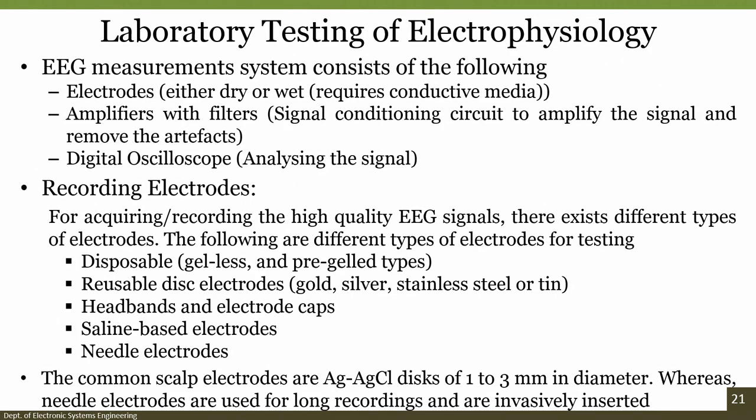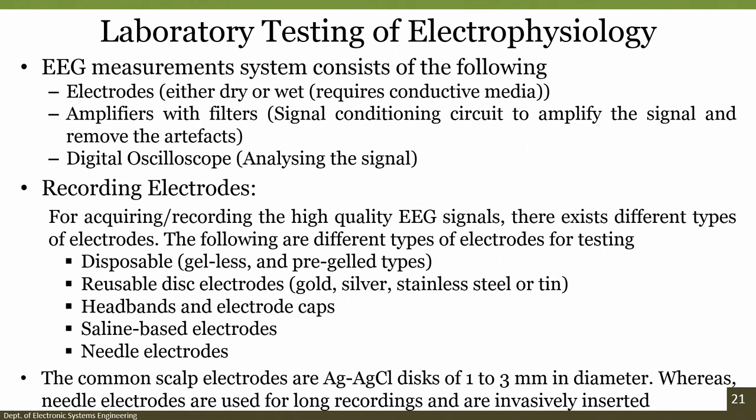Now let us understand how we can have a laboratory testing of electrophysiology. So the EEG measurement sensing system consists of the following. First is electrodes. The electrodes are either dry or wet. Like I said, in the next module we will show you how the dry electrode looks. For the wet electrodes, we have to use a gel to reduce the impedance. In dry electrodes, that is not a problem.